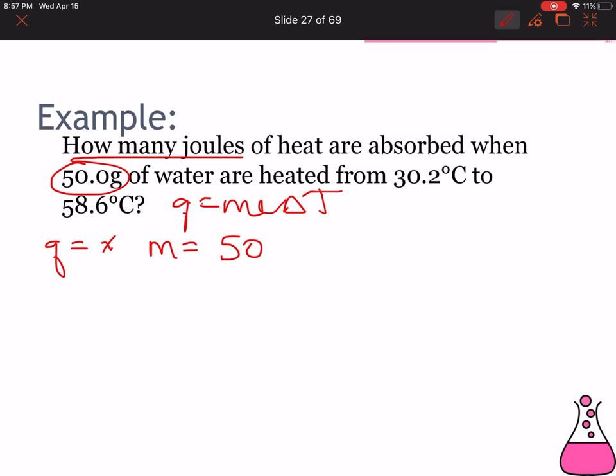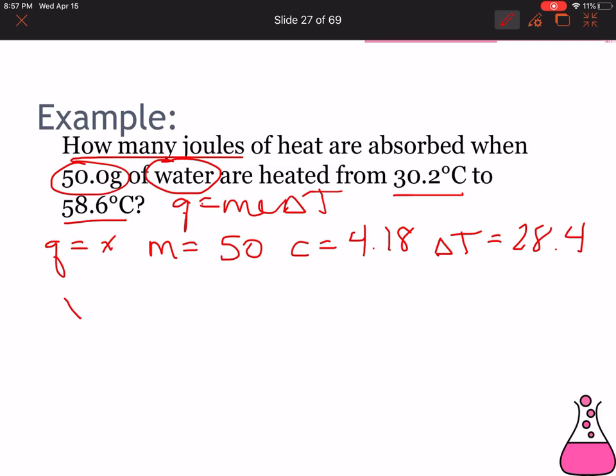My M is my mass measured in grams. Right here, it's 50. My C is my specific heat. Okay, I can use that 4.18 number because we're talking about water here. And then my delta T is my change in temperature. Okay, so it's final, which is 58.6, minus initial, which is 30.2. When I take that 58.6 minus 30.2, I should get 28.4.